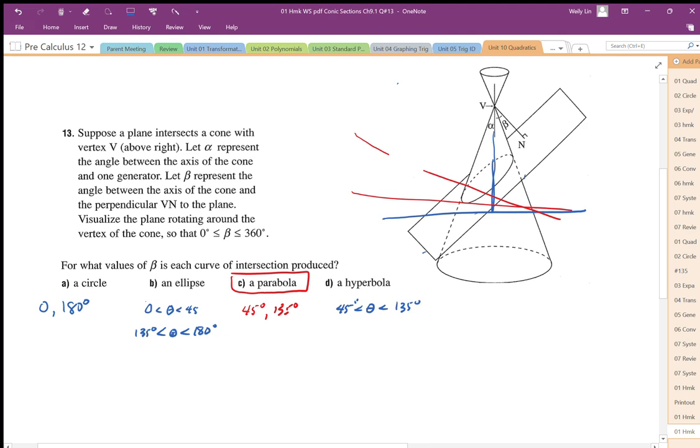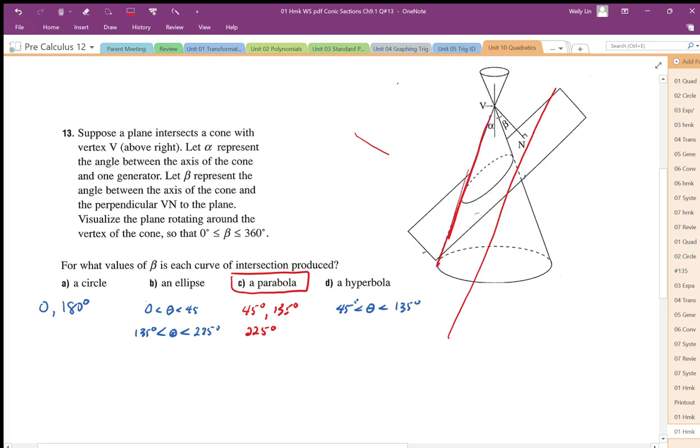And then as we go past 180 degrees, we're still going to have our ellipse, all the way to 225 degrees, where we get our next parabola. So at 225 degrees, we're now cutting in this direction here, and that's going to give us our parabola. It would look more like that. It's going to be cutting through like that, which would be parallel to this edge length here, and that's going to give us our parabola.